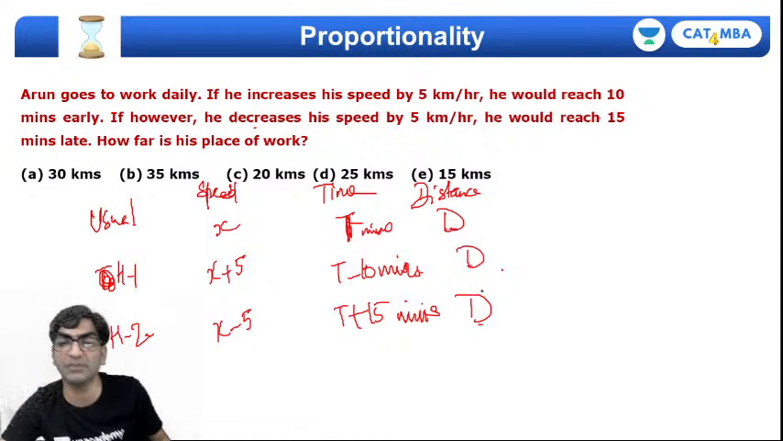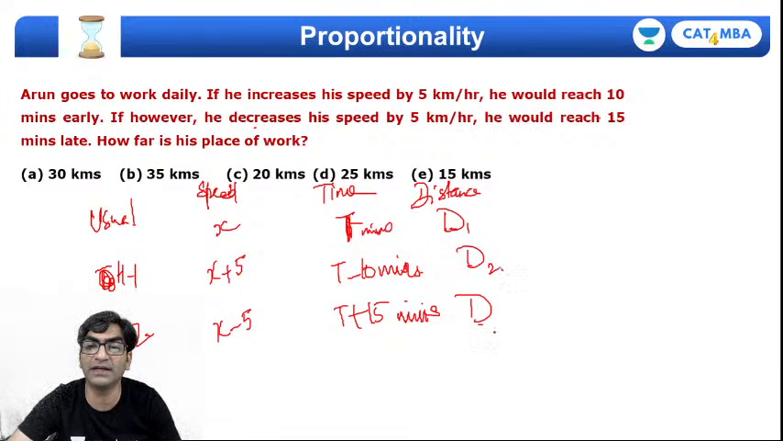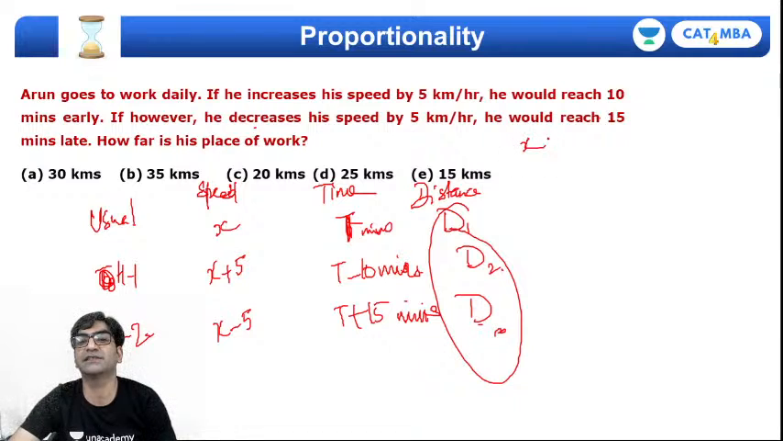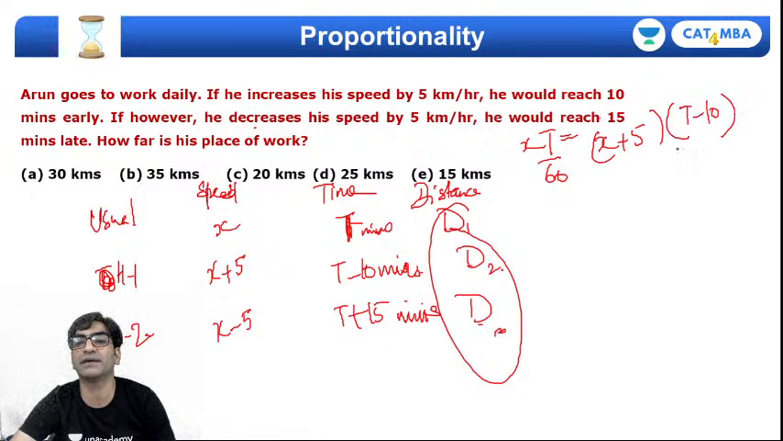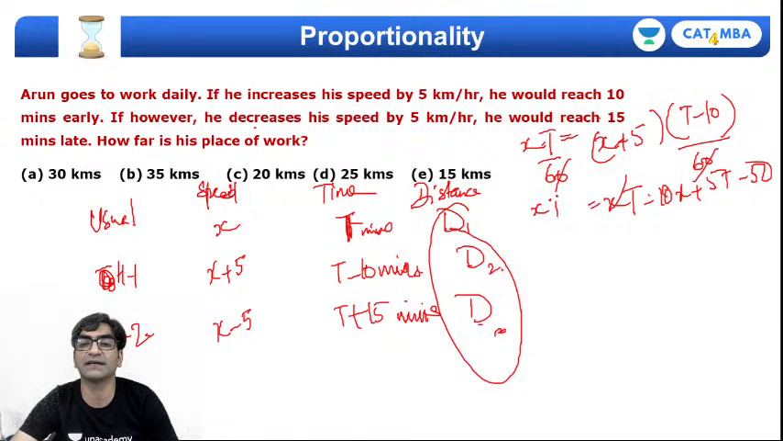So what would my equation be? You'd put d1, d2 and d3 all equal, right? So you'll say x into t will be equal to x plus 5 into t minus 10, whole divided by 60, right? The 60 will get knocked off. If I open this, I'll get xt plus xt minus 10x plus 5t minus 50. So xt and xt will get cut, right?